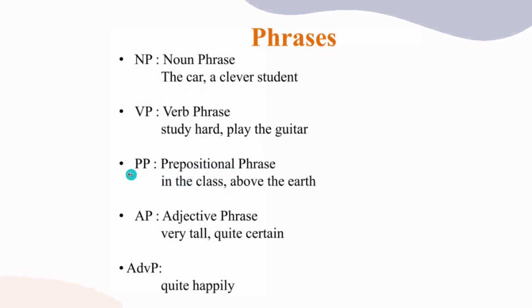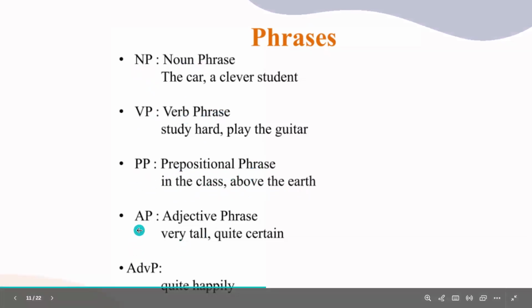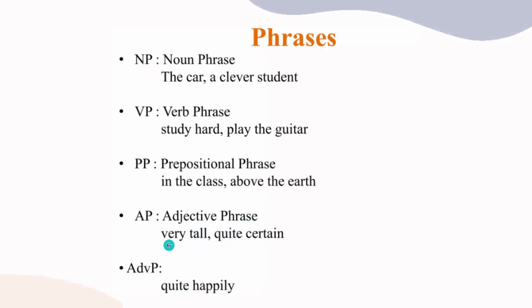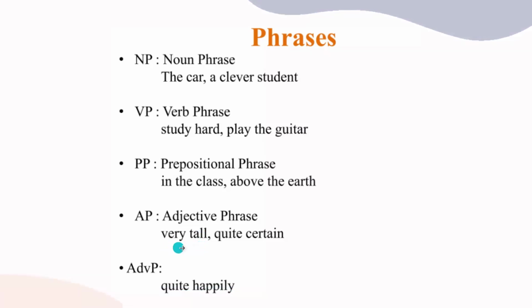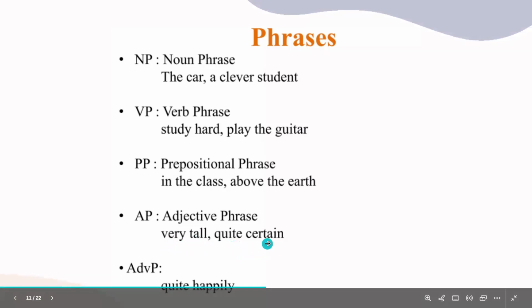In the prepositional phrase, PP, right? Definitely you will find a preposition, in, then a determiner, the, and class is the noun: in the class. All together, this will be called a prepositional phrase. Above is again a preposition, the is the determiner, and earth is a noun. I hope so far it is clear. You need to remember NP, noun phrase, VP, verb phrase, PP, prepositional phrase. Now we have AP, which means adjective phrase. Very tall. This is the degree, right? Or this is the adjective. How tall? Very tall. Quite certain. Quite certain, right? So the adjective phrase functions like this.